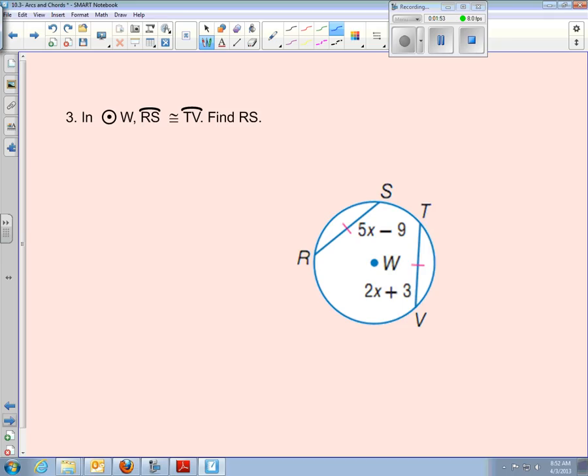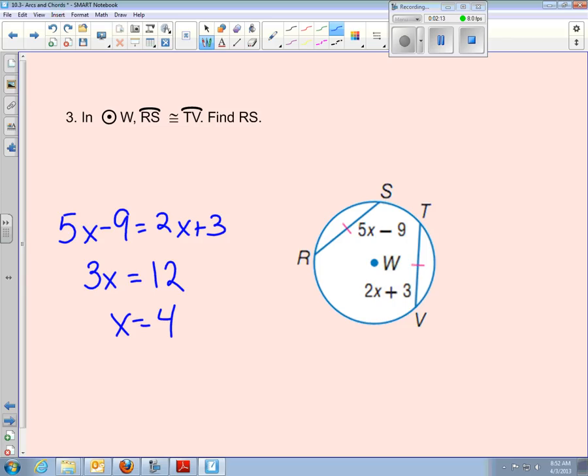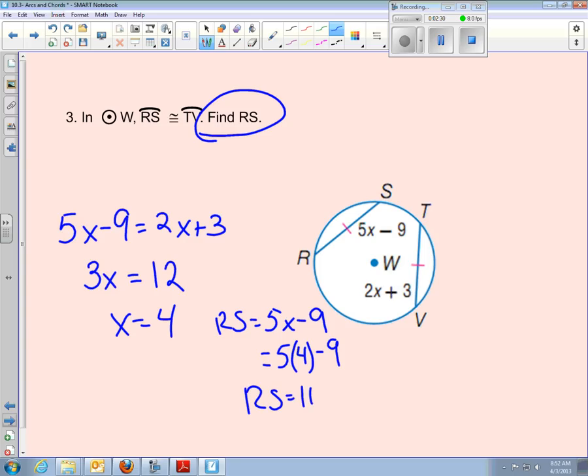In circle W, so now we're talking about the same circle, RS is congruent to TV, find RS. So we can set those congruent, and we need to solve for X. So if we minus that over and add the 9, we get 12. So here we get X equals 4. Yet our problem asks us to find RS. RS is equal to 5X minus 9. So in place of X, we're going to put in that 4 we just found. So we get 20 minus 9, so RS is going to equal 11.